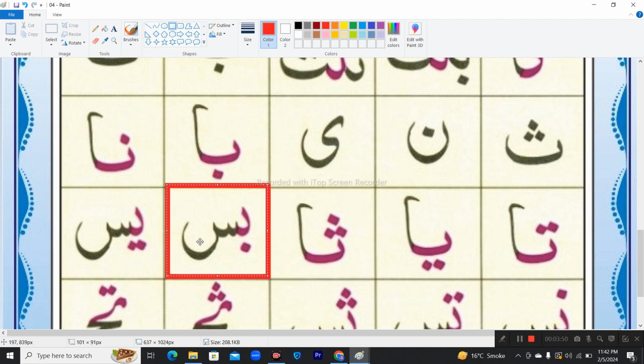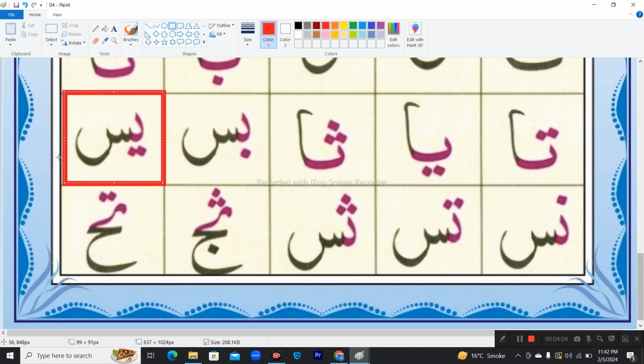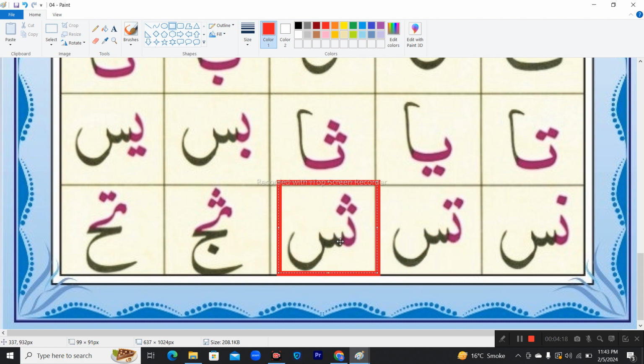And this one is three dots up, Sa, and Sa connects with Alif. Sa Alif. And the next lesson, Ba connects with the letter Seen. One dot down is Ba, and Ba connects with Seen. And the next letter is two dots down, Ya, and Ya connects with Seen. And the next one is one dot up, Noon, and Noon connects with Seen. And the next one is two dots up, Ta, and Ta connects with Seen. And the next one is Tha, and Tha connects with Seen.